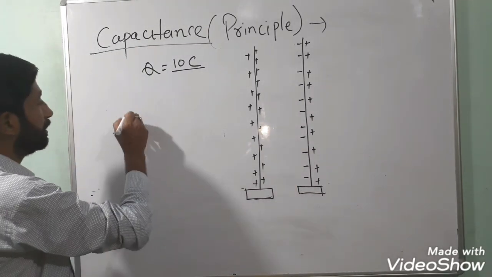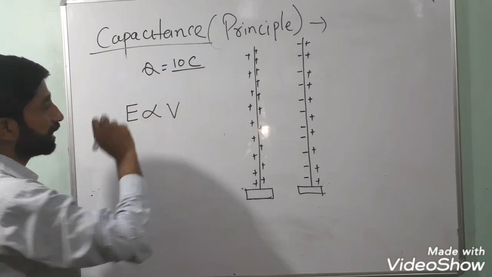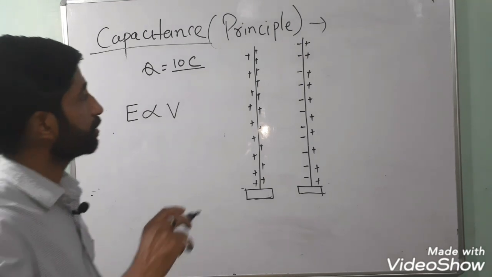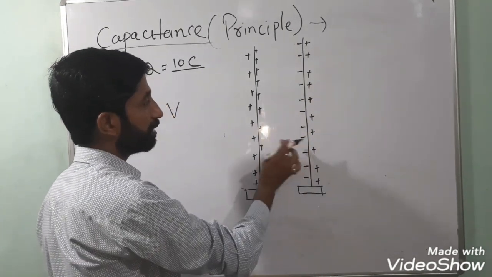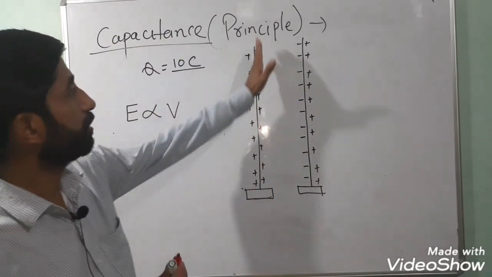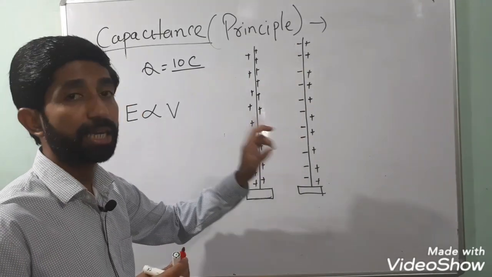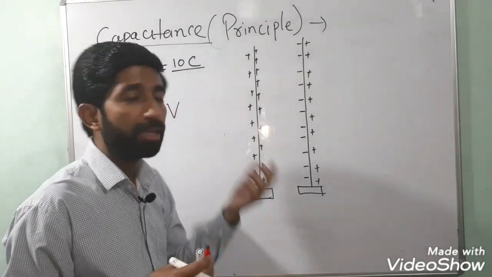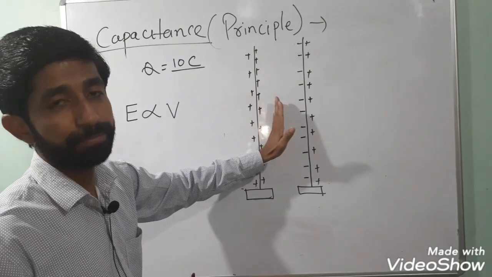If this happens, we know that electric field and potential are directly proportional. Okay, they are directly proportional. So this negatively charged region reduces the field between this region, or in other words, this negatively charged region produces its own negative potential, which tries to reduce the potential created by this region.